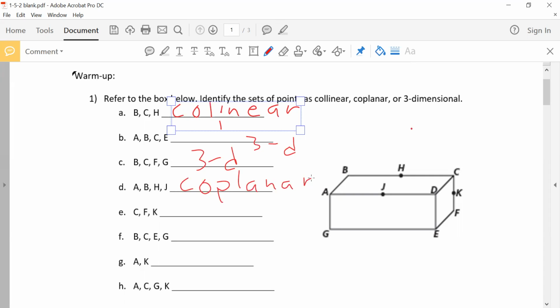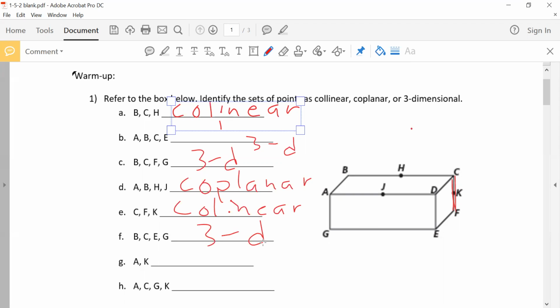Part E says C, F, and K. Look, they're all on that line together right there. So they're collinear. Part F says B, C, E, and G. B and C are on the top of the box, but G and E are on the bottom. So that would make them 3D.